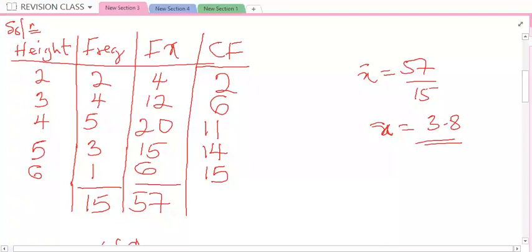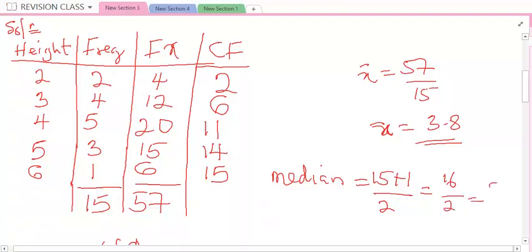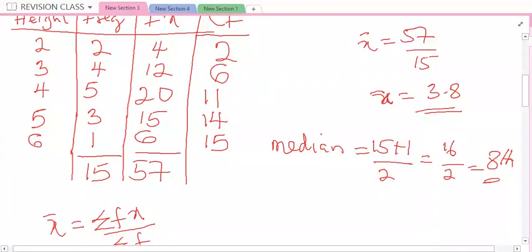So you can now come and say median equals 15 plus 1 divided by 2. So 15 plus 1 divided by 2 will give me 16 divided by 2. That will give me 8. But it doesn't mean the answer is 8. You now have to look at the data in position number 8.